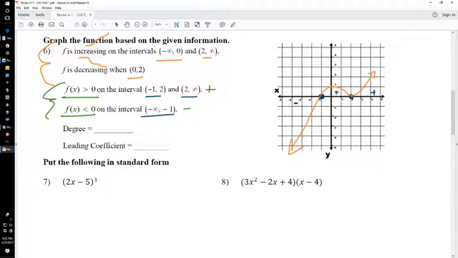So, last two questions. The degree. Well, there's only 2 humps, 2 turns. So the degree has to be at least 3 or more. And the leading coefficient is positive because it's going up and to the right. Okay.